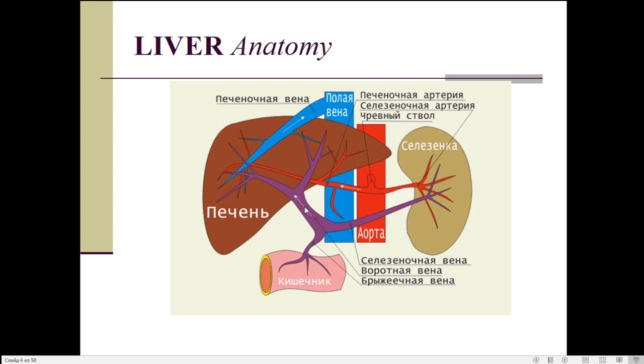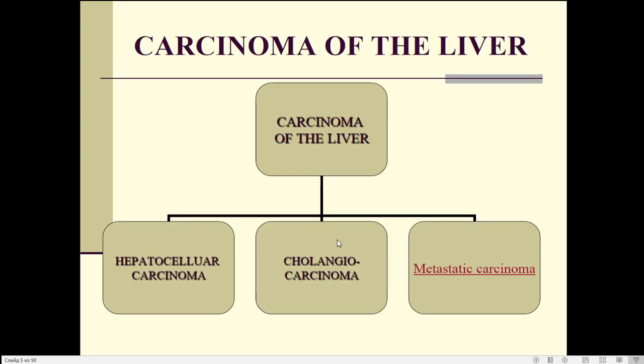Vena porta, left and right, vena cava inferior, and liver. Carcinoma of the liver. It's a very good slide for you, a very important slide, I told.